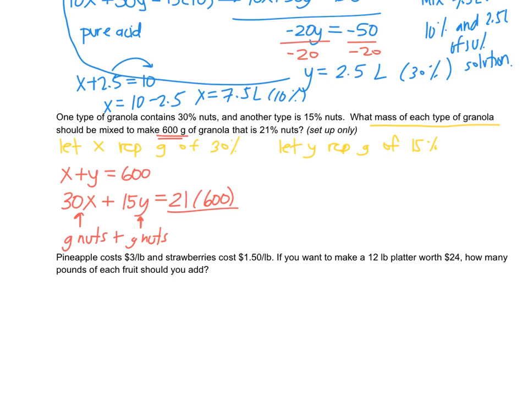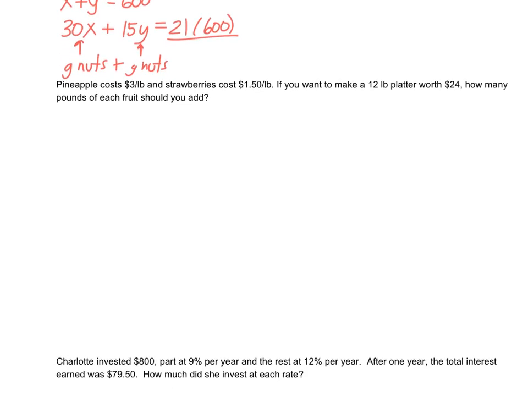Now, mixture ones are also sometimes in terms of money, not just percentages. So let's try this one out. Pineapple costs $3 per pound and strawberries cost $1.50 per pound. If you want to make a 12-pound platter worth $24, how many pounds of each fruit should you add? So there's our let statements. How many pounds of fruit should you add?